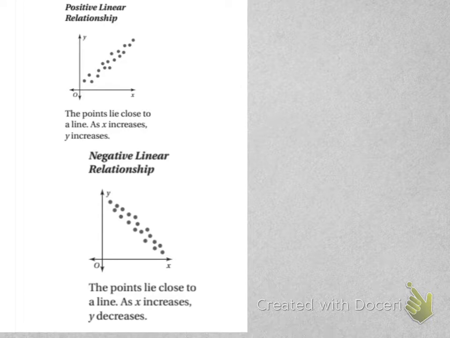Hopefully you're taking notes on this. A negative linear relationship, the points lie close to a line, but it's going down. So as x increases, y decreases. So as the weather gets warmer, the amount of layers that we wear becomes less, decreases. So one goes up, one goes down. That will form a negative linear relationship.